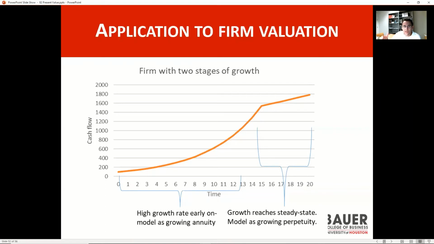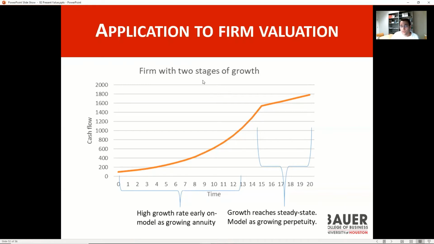Walmart can only grow so much. It grows very fast when it's young, but at some point there's going to be a Walmart in every town, and then it can't grow too much. Or Starbucks, for example. All these companies have initial very fast growth, and then it stabilizes. So what would be a shorthand way to value a company like that?